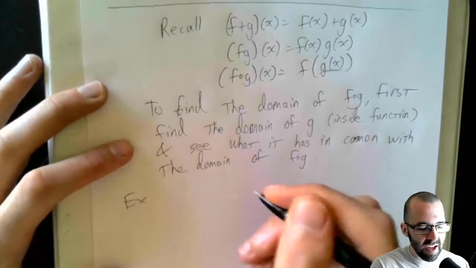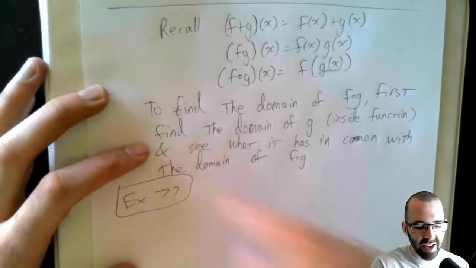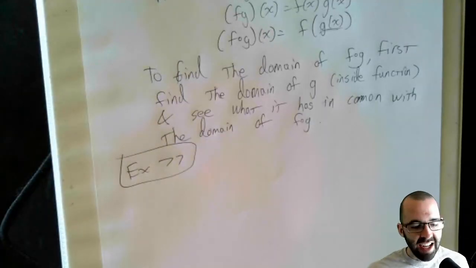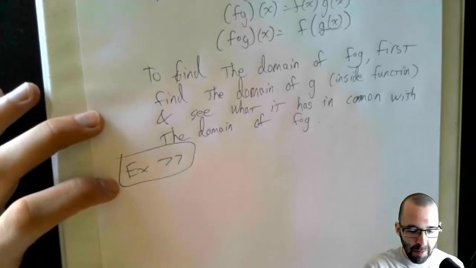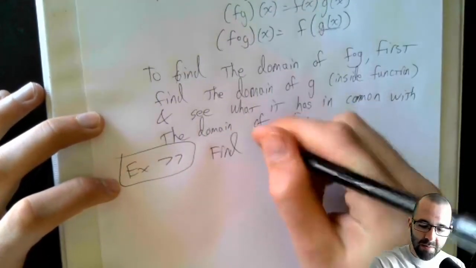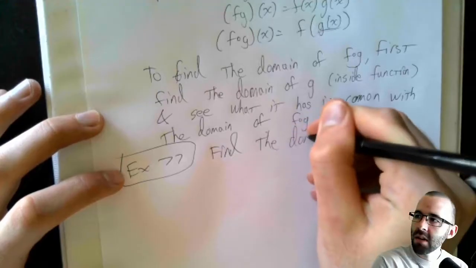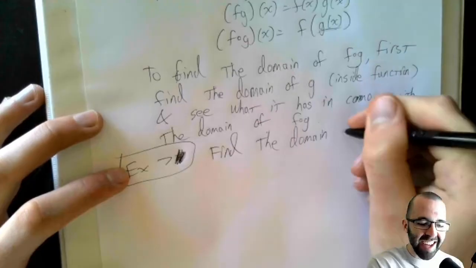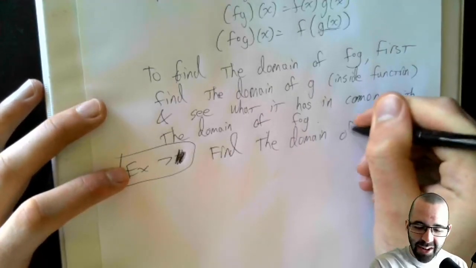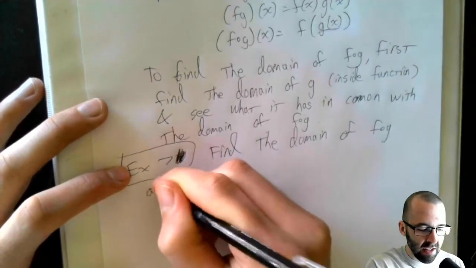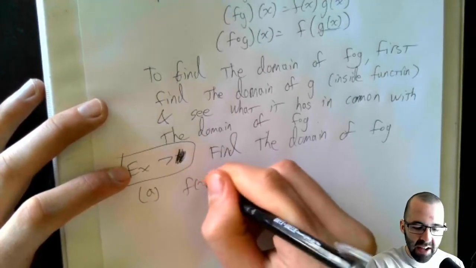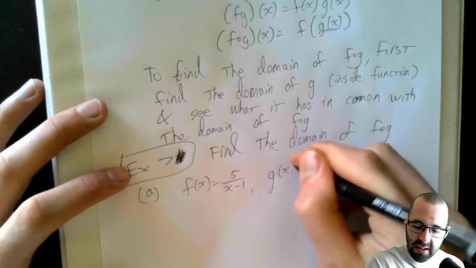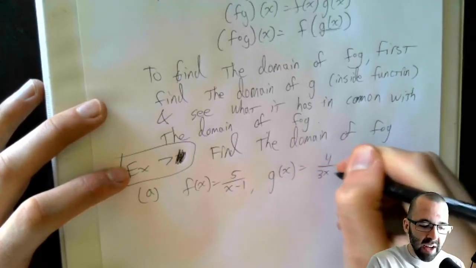So we're on example, I don't remember what example we're on. We'll call it 77. I'm sure we have not done example 77 yet. Maybe we skipped a few, but we haven't done this one yet, okay? Find the domain. Example 7. Oh, I was close. Great. Find the domain. Thanks, Monet. Of f of g. In part A, where f of x is equal to 5 over x minus 1, and g of x equals 4 over 3x minus 2.